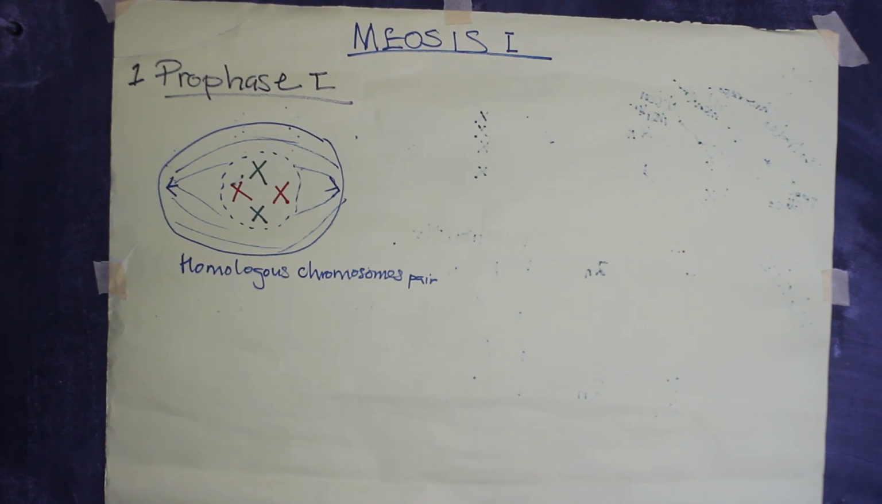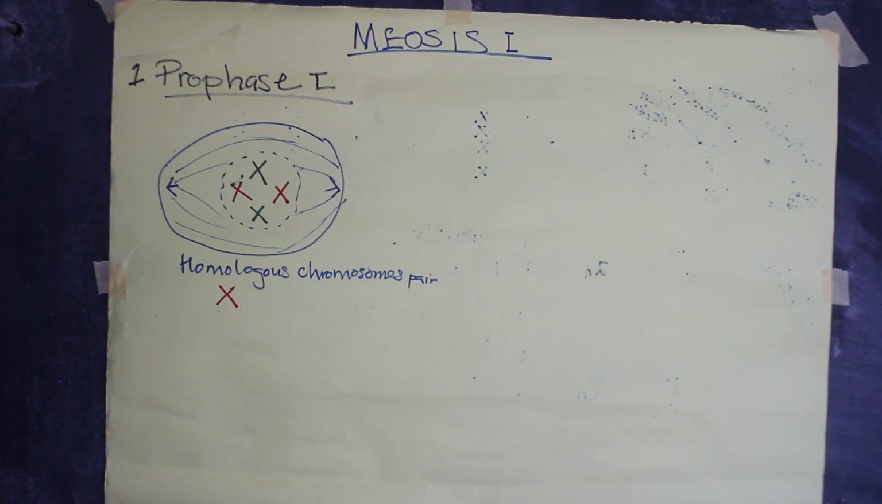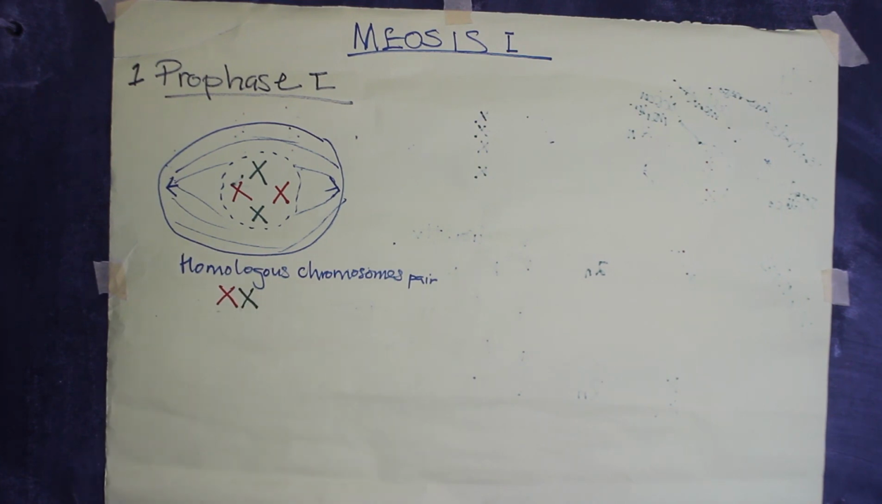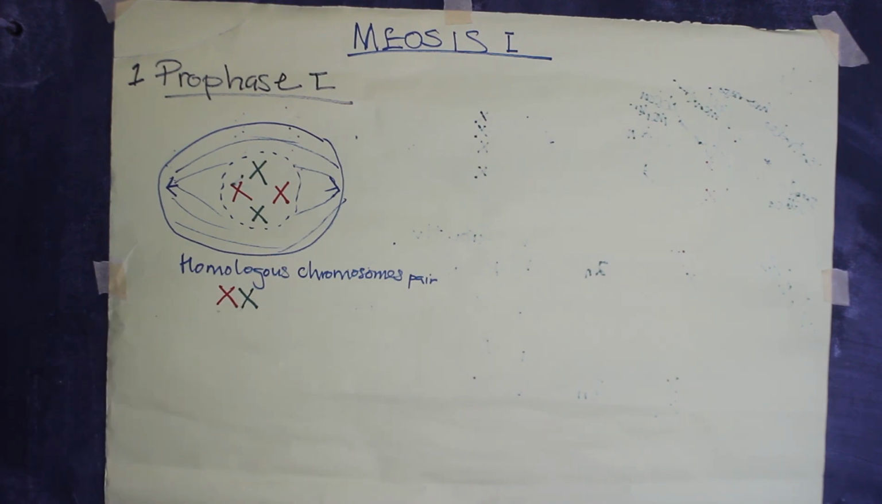Now when they pair up, this is what is happening. This is a chromosome, and this other chromosome is going to pair up with it. Those that are similar in length are going to pair up. You have to know that each member of the pair comes from a different parent.